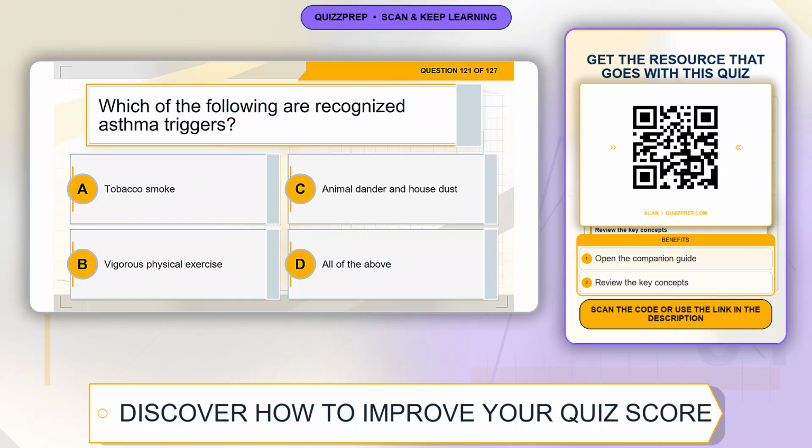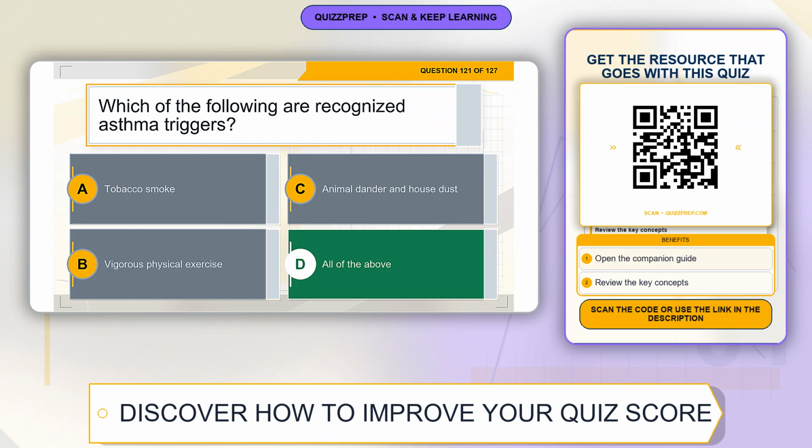Question 121. Which of the following are recognized asthma triggers? Option A. Tobacco smoke. Option B. Vigorous physical exercise. Option C. Animal dander and house dust. Option D. All of the above. The correct answer is option D.